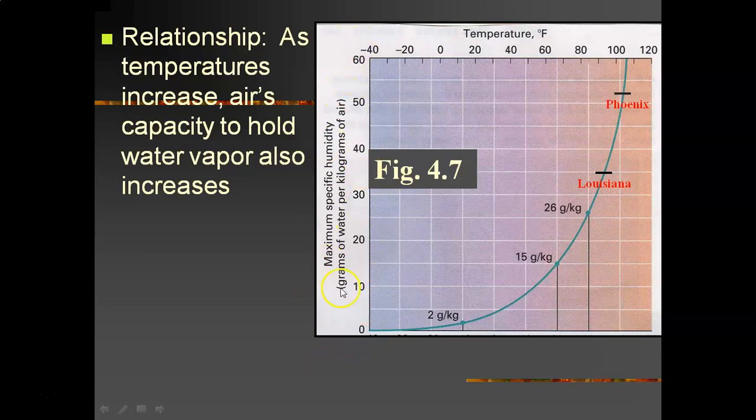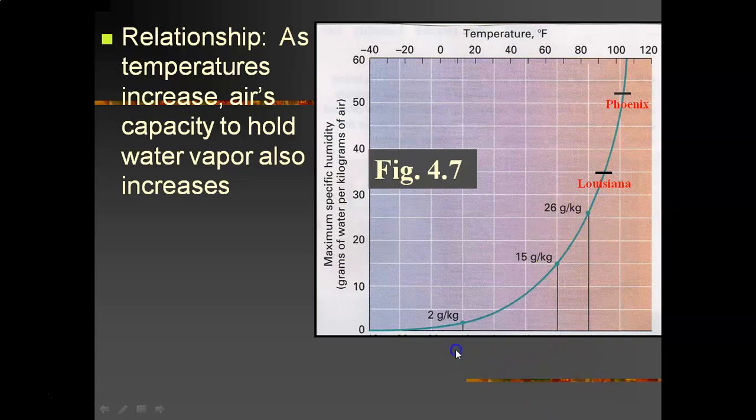And we can see that at cold temperatures, maybe 15 degrees, the air can only hold 2 grams of water vapor. And then increasing to maybe about 68 degrees, a warmer temperature, we can hold more, 15 grams. At about 85 degrees, it's a warmer temperature, 26 grams.